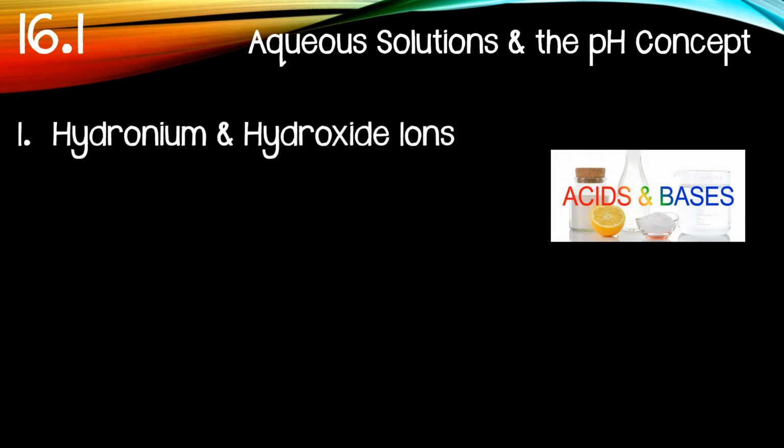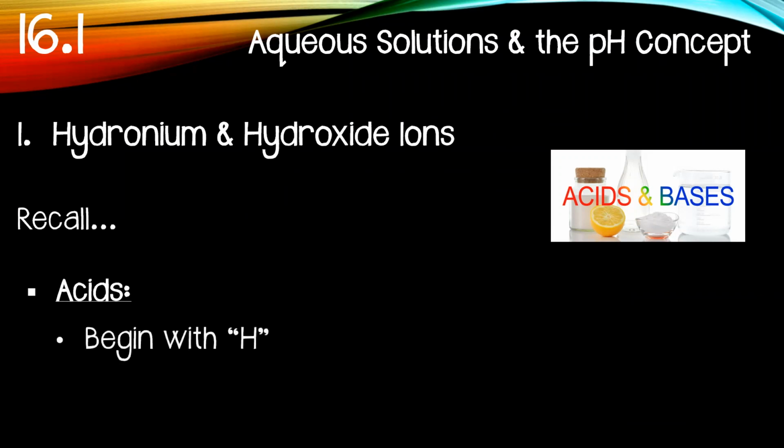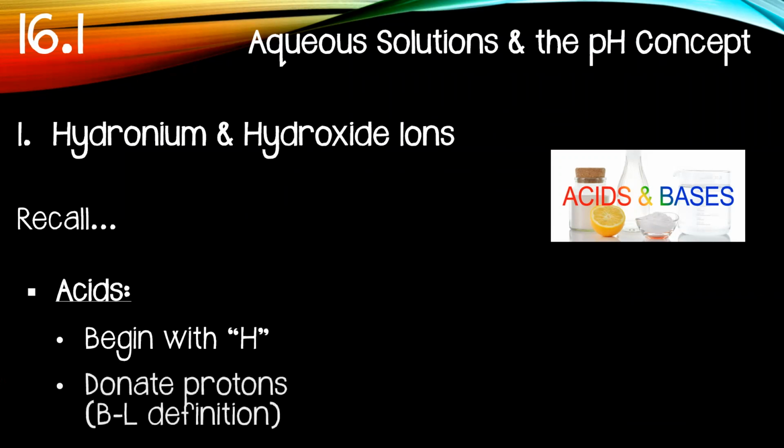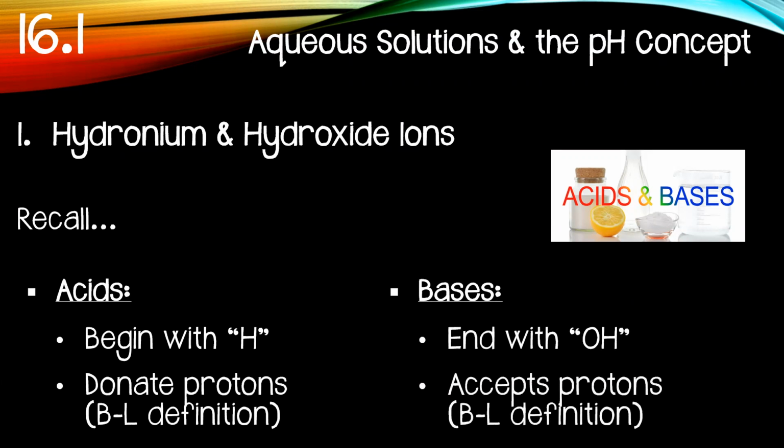So what are the hydronium and hydroxide ions? You should already know both of these and be familiar with them from chapter 15. Just recall that acids always begin with H, hydrogen, and they donate protons, that H+. That is our Bronsted-Lowry definition of an acid. Bases, on the other hand, end in OH, and they accept protons, which is, once again, the Bronsted-Lowry definition of a base.